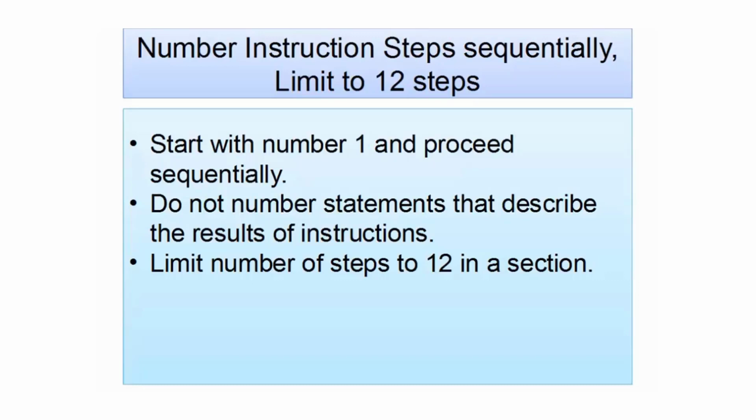Number your instruction statements and limit the number of steps to 10 or 12. Number your instruction statements starting with 1 and proceed sequentially. Don't number non-instruction steps such as those used to explain the results of an action or instruction. As a general rule, do not exceed 12 steps. If your instruction ends with 13 or 14 steps, then that's okay. But suppose you have 18 steps or more, then divide the topic into sections.